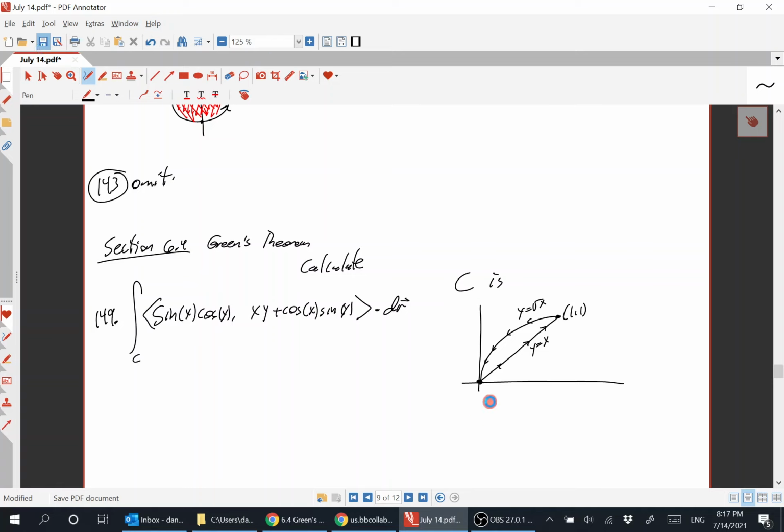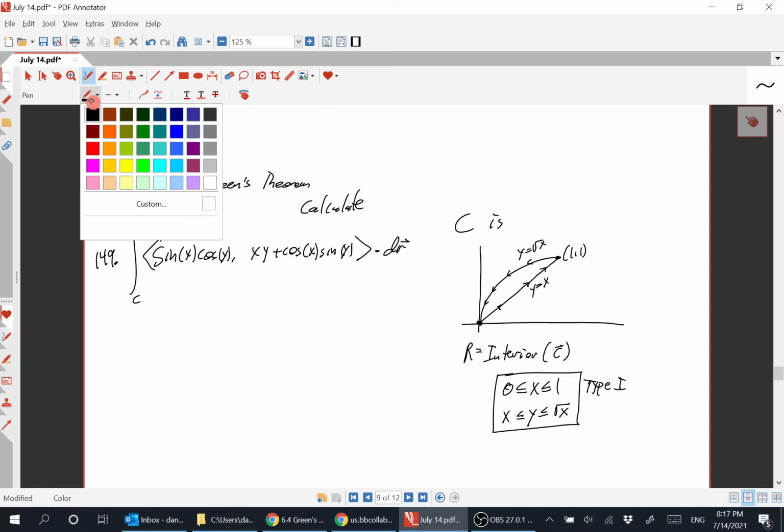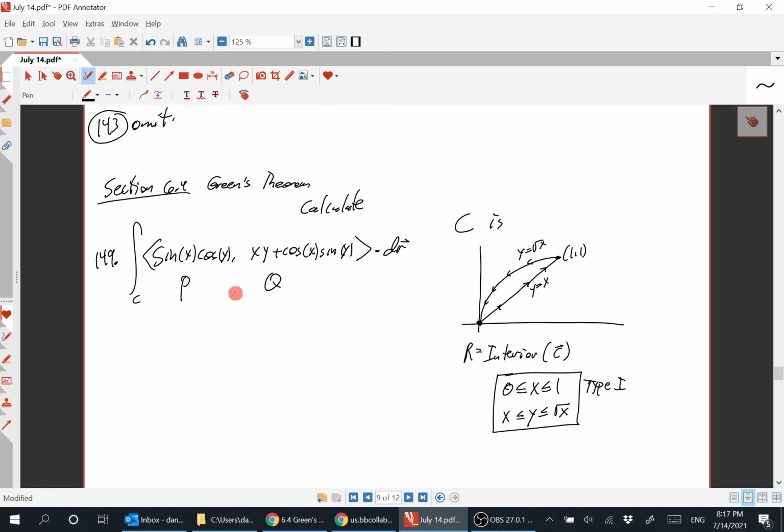So the interior of C is 0 less than or equal to x less than or equal to 1, and then x less than or equal to y less than or equal to square root x. So that's the interior of C as a type 1 region in 2 dimensions. So by Green's theorem, this is P and this is Q. So the integral over C of P, Q dot dr equals, by Green's theorem, the double integral over R of Qx minus Py dA.